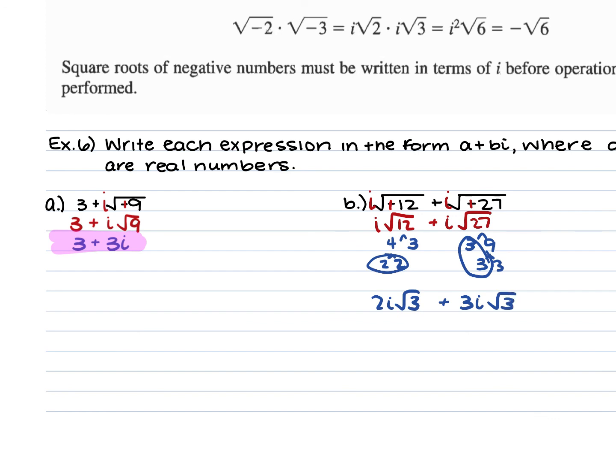Now these two terms are like terms because they have the same radical attached to them. So treat i like it's a variable. If you had 2x plus 3x, it would give you 5x. So 2i plus 3i gives us 5i, and we keep the square root of 3 attached to it. So it's just 5i square root of 3.